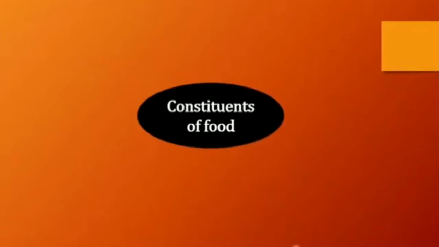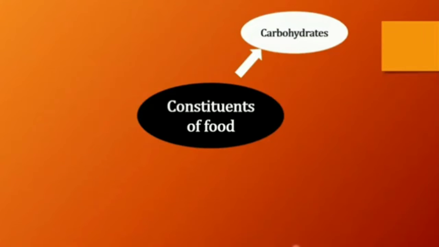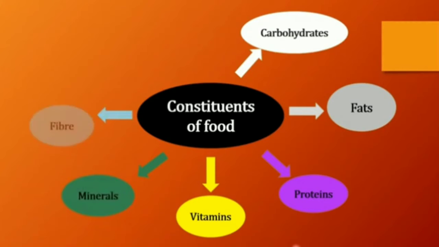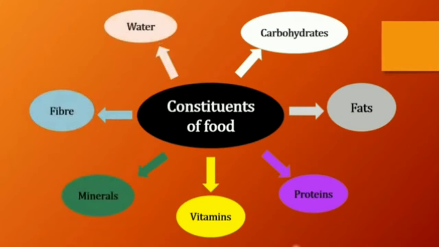Constituents of food. What are those? Carbohydrates, fats, proteins, vitamins, minerals, fibers, and water. All constituents of food like carbohydrate, fats, protein, vitamins, minerals, fibers, and water are necessary for proper growth of the body. We get these nutrients from food material what we eat.